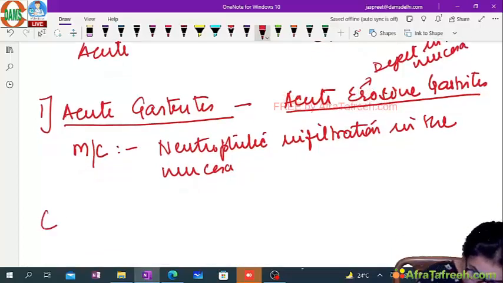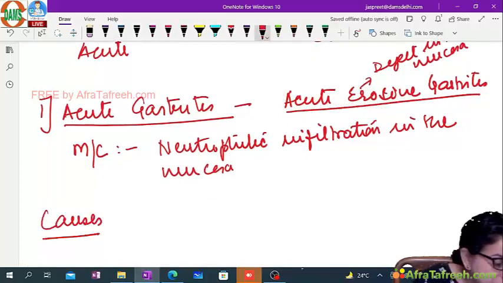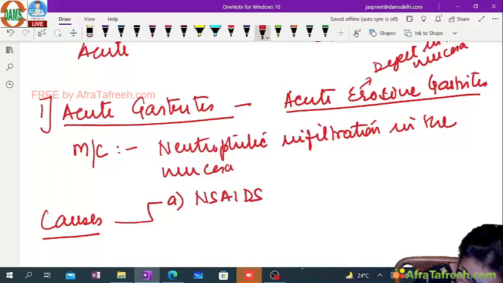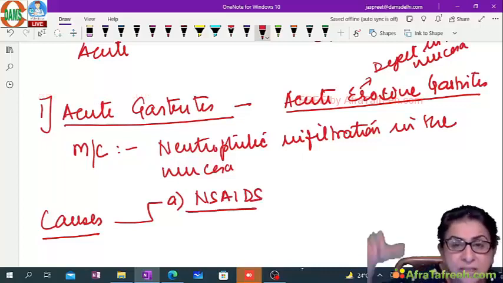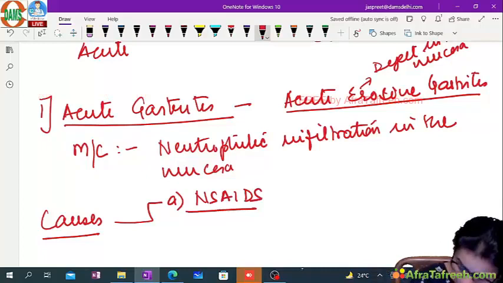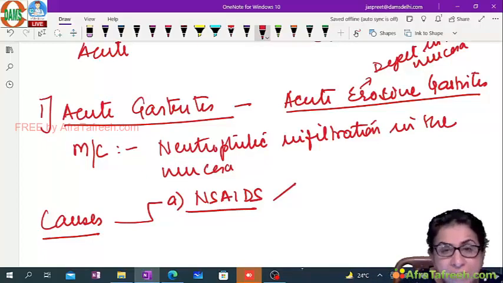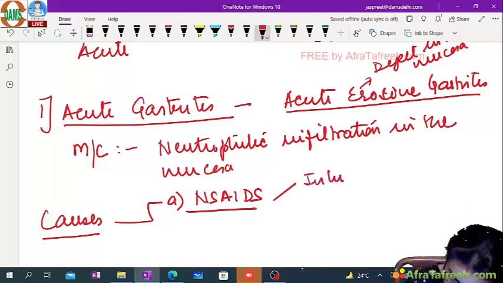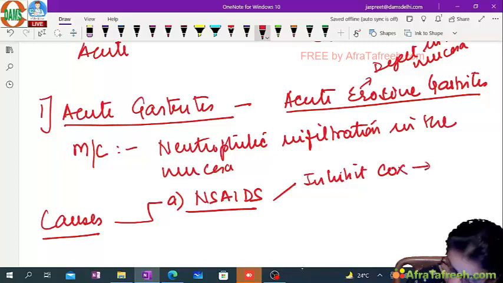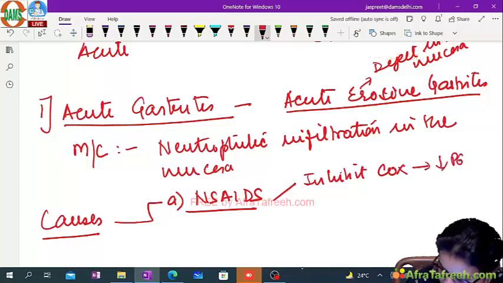Okay, so now what are the causes of acute gastritis? Causes are number one, first NSAIDs. You saw what NSAIDs do. They are the aggressive factors. Non-steroidal anti-inflammatory drugs like aspirin. You all know aspirin and NSAIDs, they are COX inhibitors. They inhibit COX, cyclooxygenase. So if COX gets inhibited, what will happen? Prostaglandins decrease, decreased PGE2 and decreased PGI2.